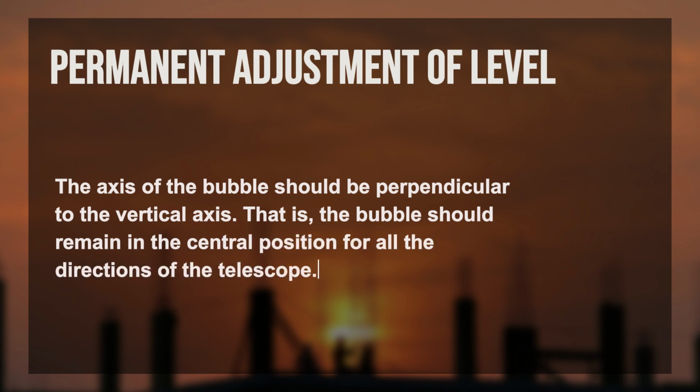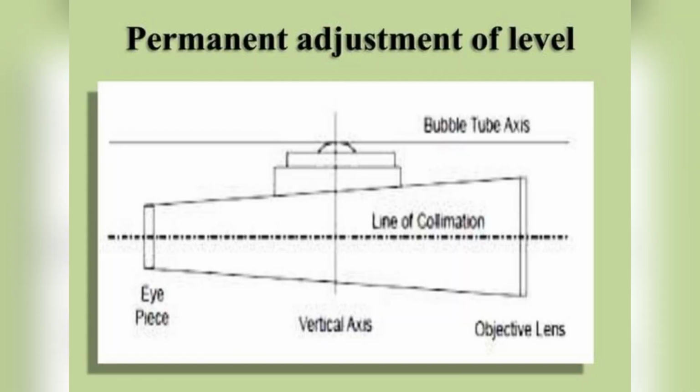It is very important. That is, the bubble should remain in the central position for all the directions of the telescope. In whatever direction we move the telescope, the bubble should be at the center. This particular figure shows the details of the different important components, the lines between which the permanent adjustments are being made.